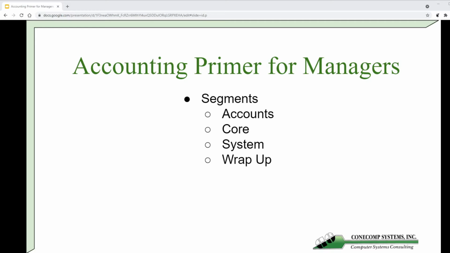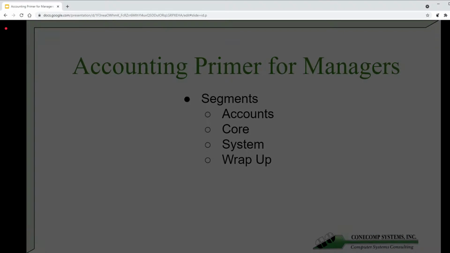As you can see, this primer is divided into 4 segments. The first segment is on accounts. An accounting system is organized by accounts, and we want you to know how those accounts themselves are organized. The second segment is how a core accounting system works. How are those accounts managed? The third segment is an overview of the various parts that make up an accounting system and how they all interact. And finally, the fourth part will be a wrap-up, covering some miscellaneous items not covered in the first 3 and some concluding items. So, let's begin with accounts.